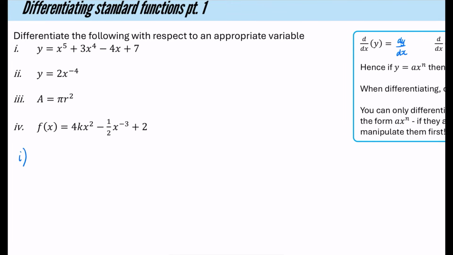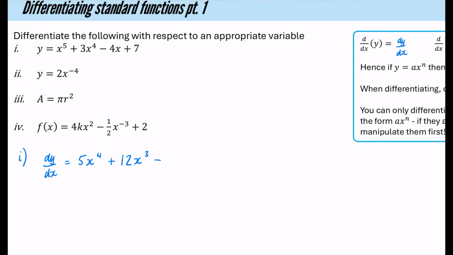So our first one that we have is y equals x to the 5 plus 3x to the 4 minus 4x plus 7. When I differentiate this, I'm going to do it with respect to x. The y is going to become dy by dx. We have x to the power of 5, so we'll bring the power down, and then I will reduce the power by 1. Now I have the 3x to the 4, so I'll bring the 4 down, so it becomes 3 times 4, which is 12, and I will reduce the power by 1.